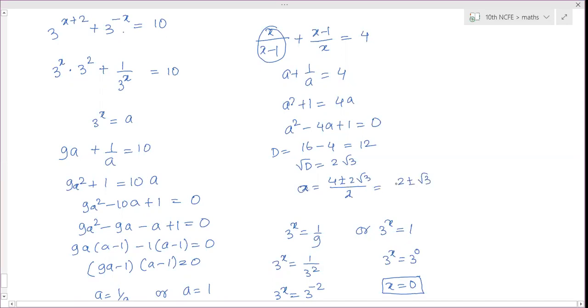We have a is 2 plus minus root 3. After that, how do you find the value of x? x by x minus 1 is equal to 2 plus root 3. So x is equal to 2x plus root 3x minus 2 minus root 3. It's difficult.